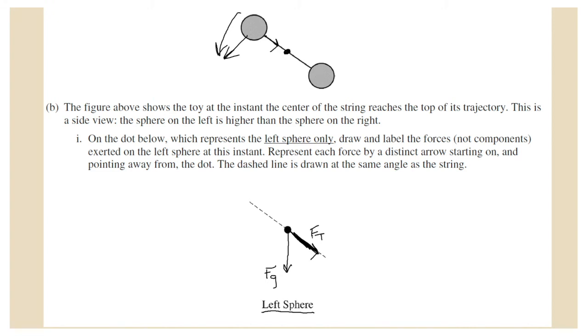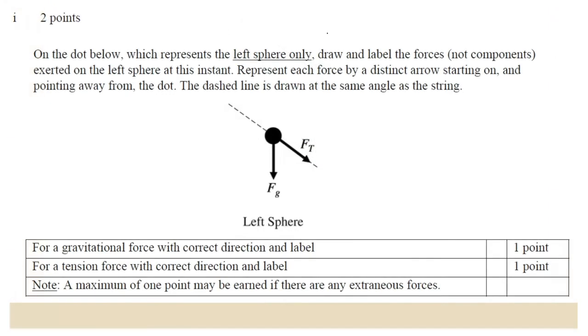So this left sphere has 2 forces acting on it: the weight and the tension from the string. The key idea here is that they're asking you about an individual sphere, and the individual sphere has the force of gravity and the force of tension acting on it. In this scoring guide part here, they give you 2 points for this. You got 1 point for gravitational force with the correct direction and label, and you got 1 point for the tension with the correct direction and label. If you drew any extra forces, you only could get 1 point. Take a second to pause this video here, write that down, making sure you understand all aspects of the scoring guide. When you hit play, we'll move on.